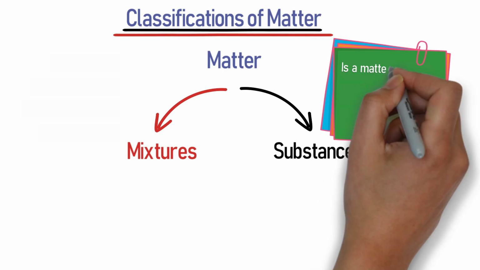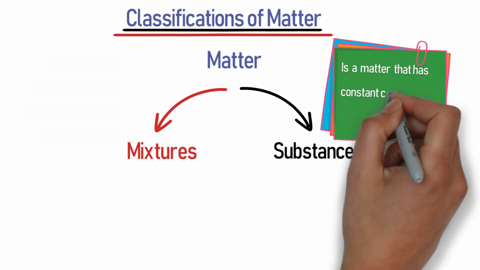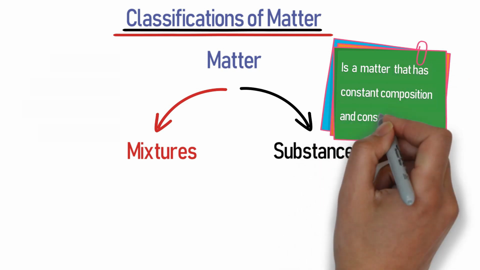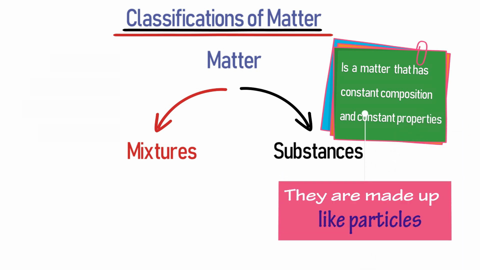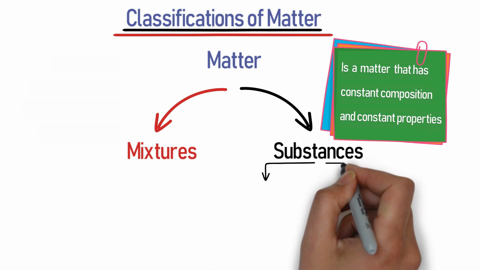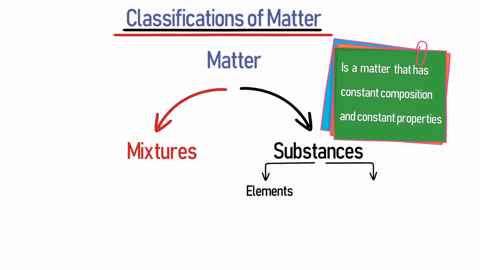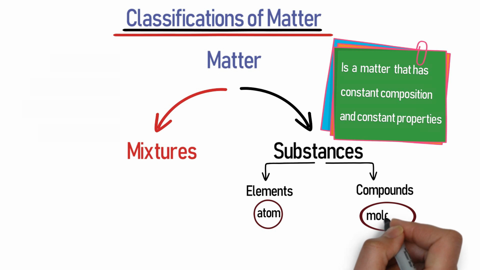Now, let's continue with substances. A substance is a matter that has constant composition and constant properties. This is because they are made up of like particles. Substances are in two classes: elements and compounds. Elements are made up of tiny particles called atoms, and compounds are made up of tiny particles called molecules.